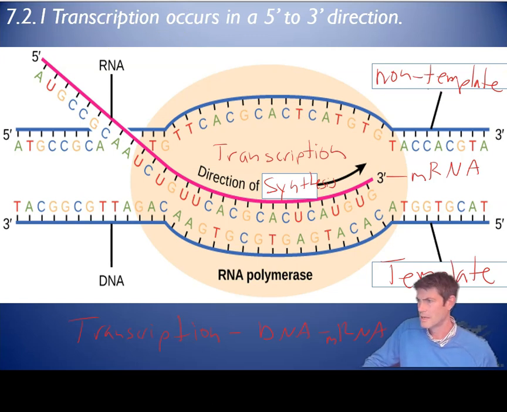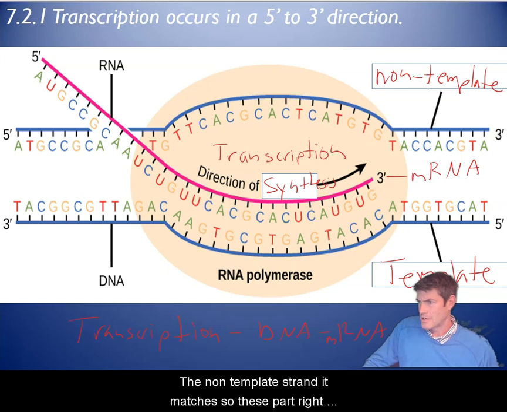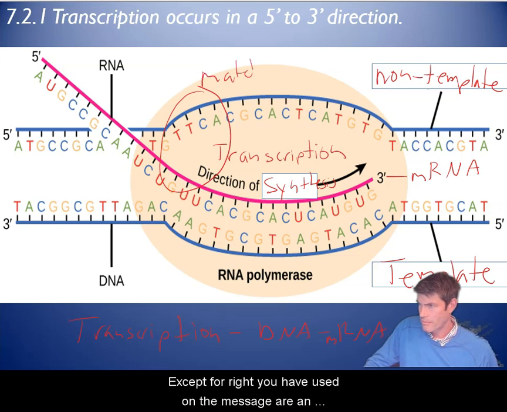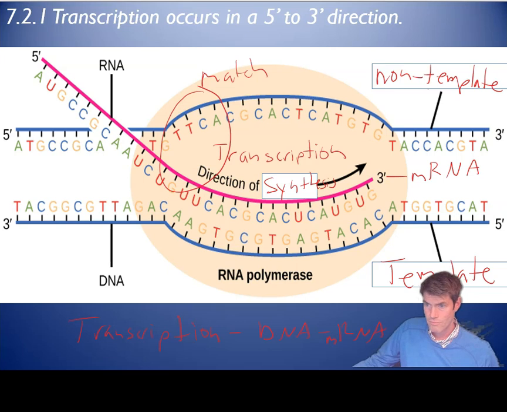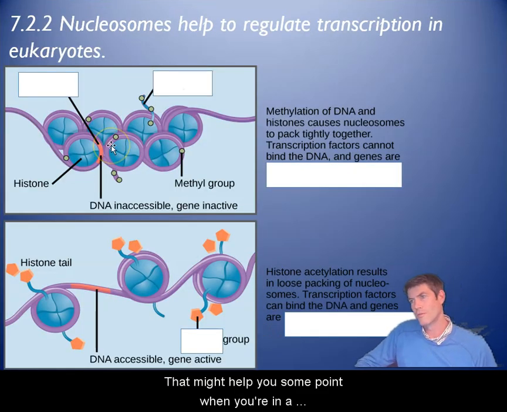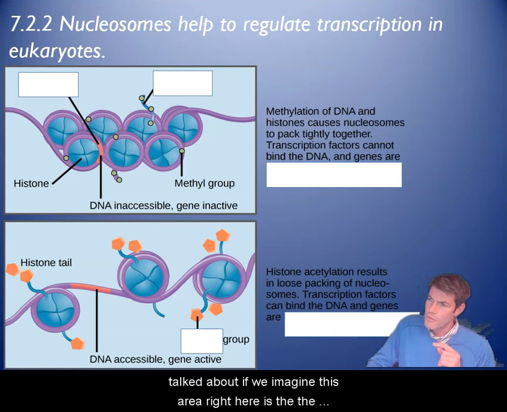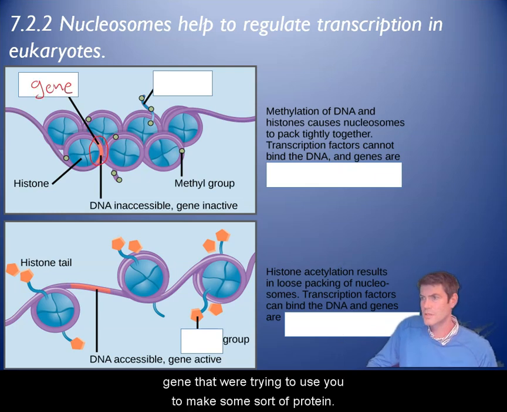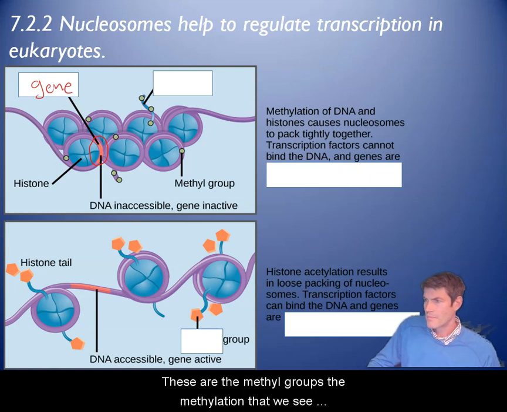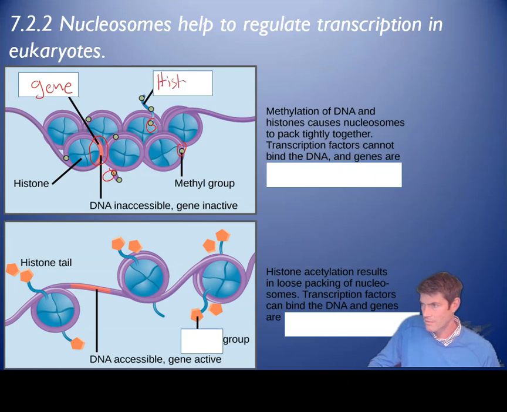And if you do notice, the non-template strand matches. So this part right here, they match, except that you have U's on the messenger RNA and you have T's, but otherwise they are the same. So that might help you at some point when you're working on your biology. So again, this comes back to that nature of science that we talked about. If we imagine this little area right here is the gene that we're trying to use to make a certain protein, these are the methyl groups, the methylation that we see, and these are the histone tails that are poking out.